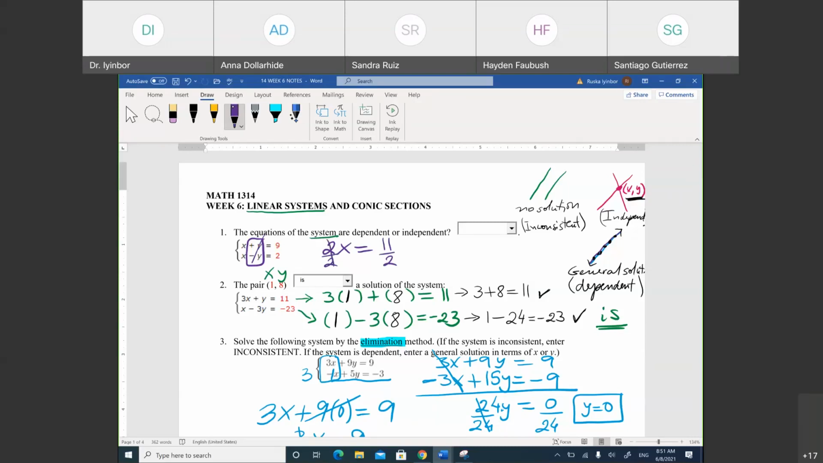So if you have a solution, is it dependent or independent? If you have one solution. Independent. Independent, that's right. So they're not asking for the solution, they're asking dependent or independent. In this case, it's independent, okay? So everybody understand that? Any questions?